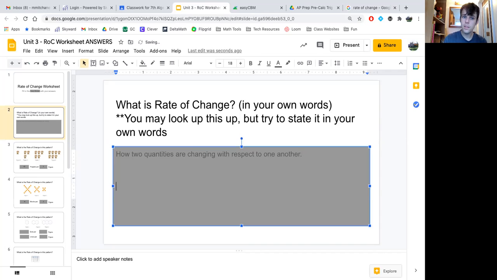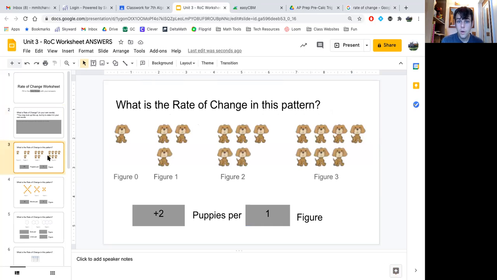When we say quantities, we're more talking about two ideas, like the amount of money that you earn per hour, how your money changes per hour. Those are the two quantities that we're dealing with. Or how many blocks are added for each figure that we increase, or a lot of different things that we can have for rate of change. Like this one, we have, what is the rate of change of this pattern? How many puppies per figure?